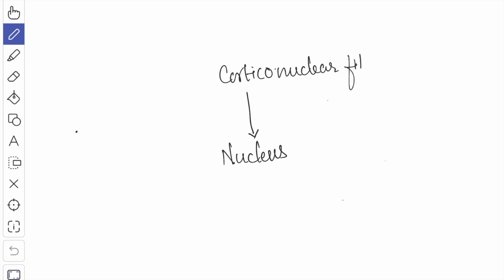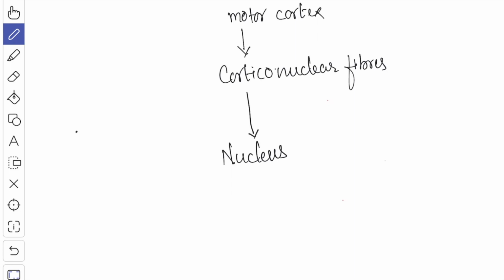Now we'll see the central connections for the oculomotor nucleus. This is the oculomotor nucleus. It is connected by the corticonuclear fibers. These corticonuclear fibers arise from the motor cortex of the cerebral hemispheres of both sides.